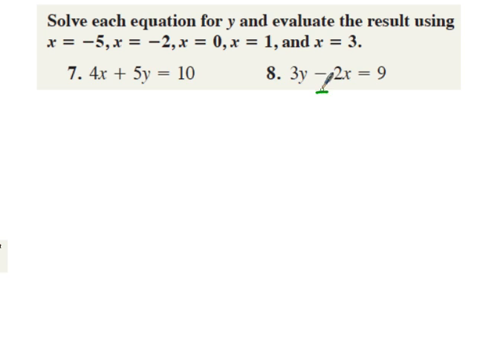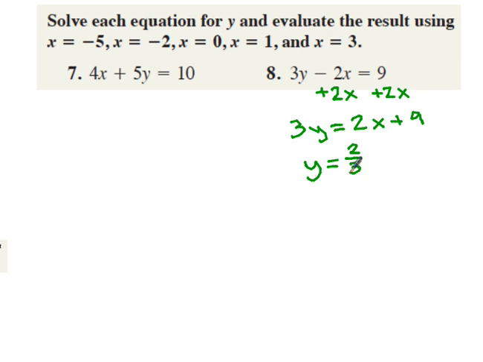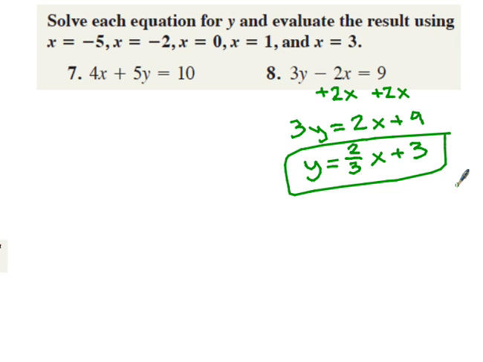In this case, I would want to add our 2x to both sides. And when we do that, we'll end up with the equation 3y equals 2x plus 9. Then we can divide both sides by 3 so that y is going to equal 2/3 x plus 3. Okay, so now I'm in y equals mx plus b format. I can then evaluate each equation for x.